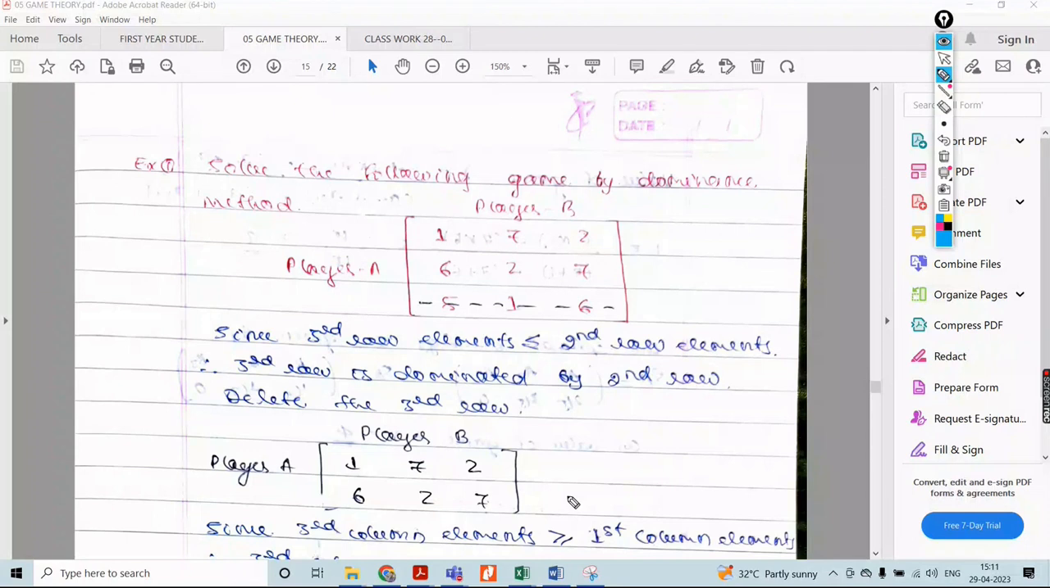Got my point? Is this clear? Next, compare. Is 1 less than 7? Yes. But is 6 less than 2? No. Then compare this with 2. 1 is less than 2. Then 6 is less than 6. I can delete this now. Is this possible or not? Raise your hand.